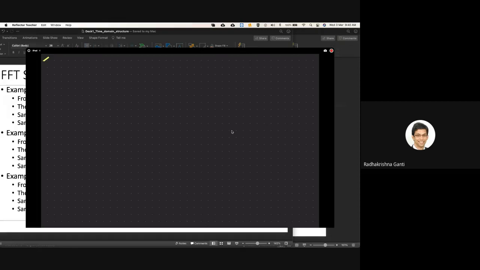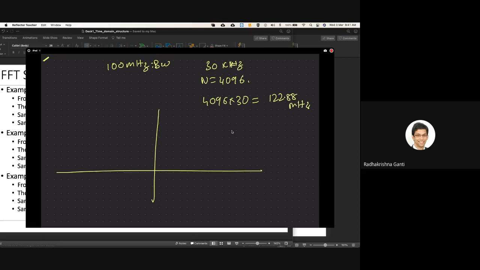See, we have 100 megahertz bandwidth allocated to me, and 30 kilohertz subcarrier spacing. We saw that our N is equal to 4096. And 4096 into 30 kHz will be 122.88 megahertz. So I'm just going to mark both sides. 122.88 is this.